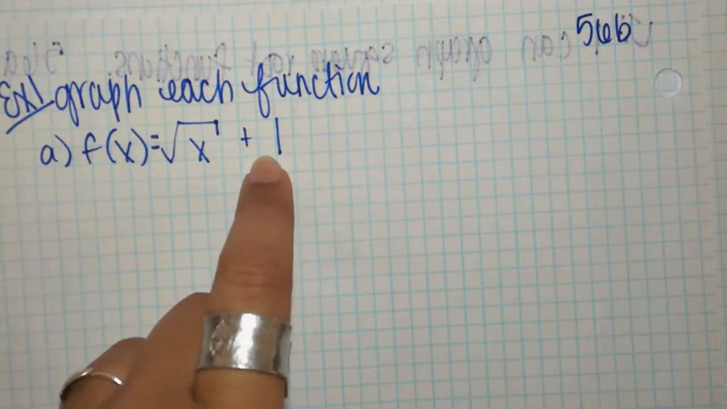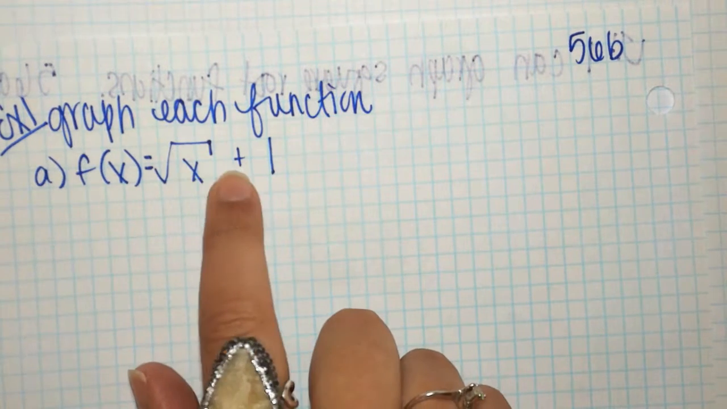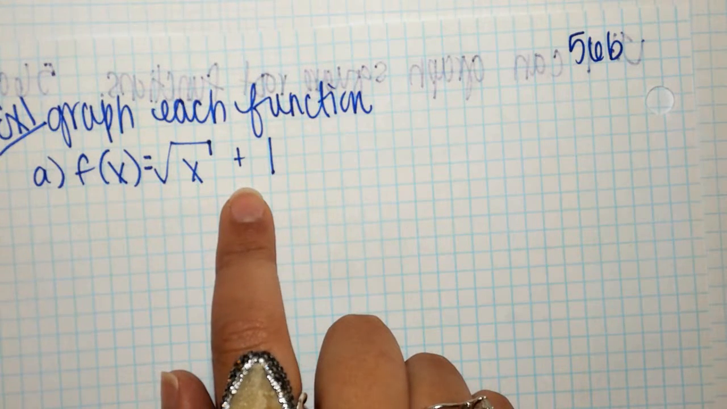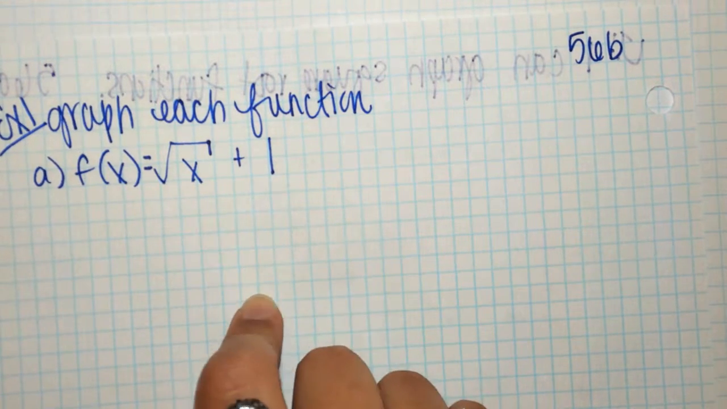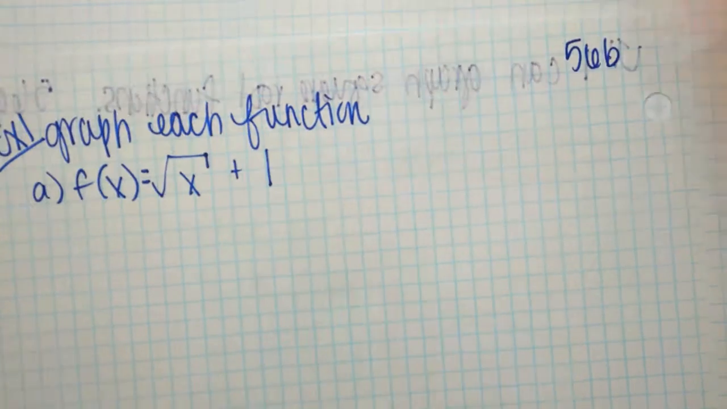Alright, so what do you think this plus 1 does? It adds to it, but do you think it's going to move it? Well, what did it do when we had a quadratic? When we had x squared plus 1, what did that do? It moved it, right? Did it move it up or down? Do y'all remember?